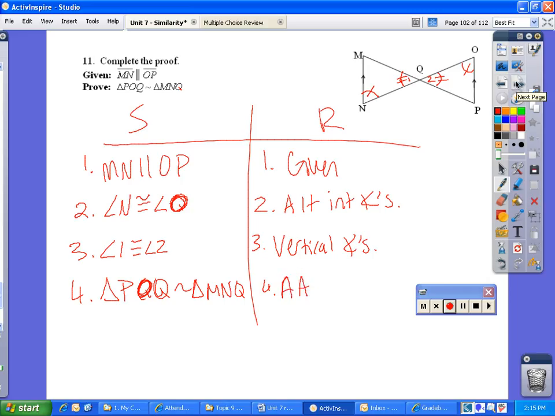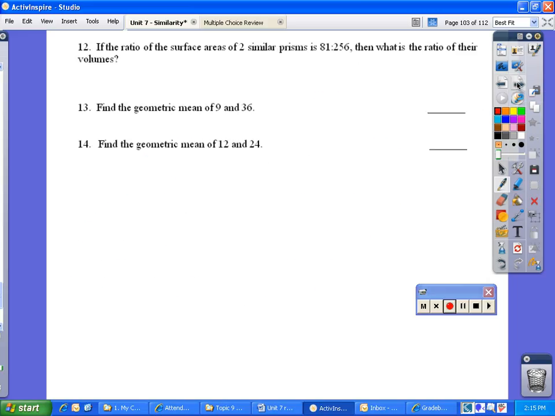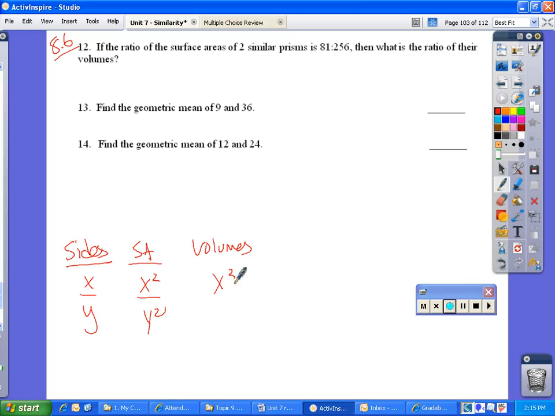All right. Next section. We learned in section 8.6 about ratios of similar figures. So that's where this question number 12 is coming from. And ratios of similar figures can be used to determine ratios of surface areas and ratios of volumes. So we learned that the ratio of the sides would just be like x over y. The surface areas would be like x squared over y squared. And the volumes would be like x cubed over y cubed.